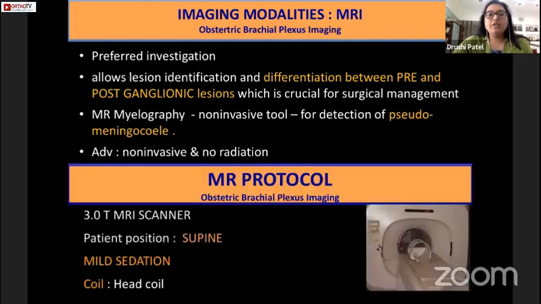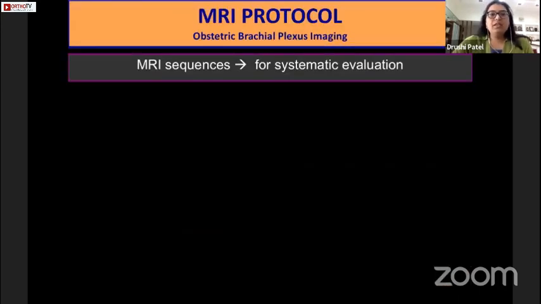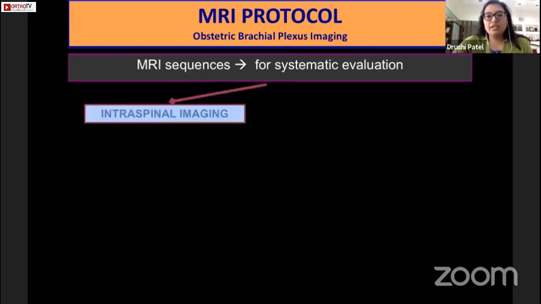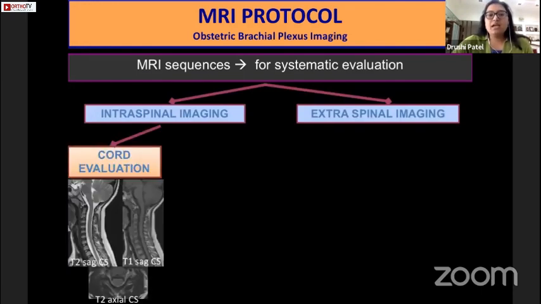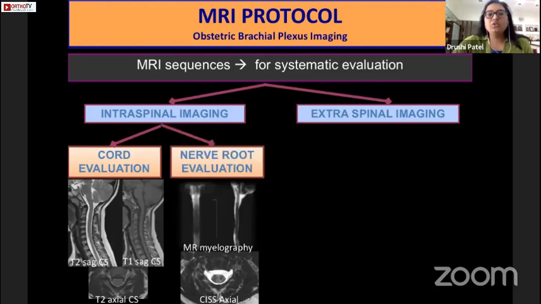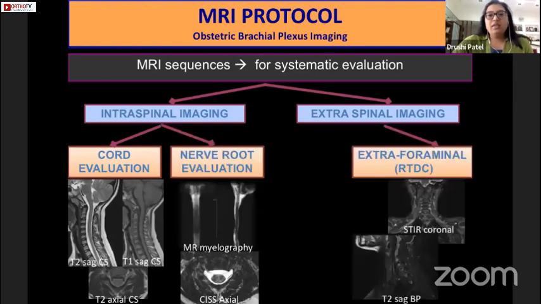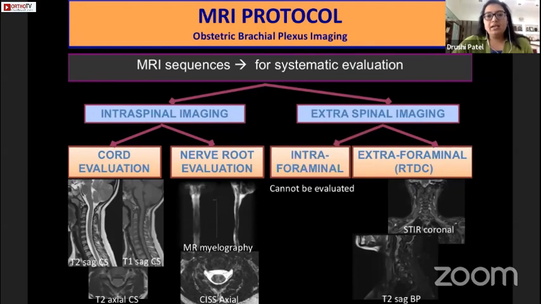So for our MR protocol, we use a 3T scanner. The patient is in supine position, mild sedation is given, and it's in a head coil. Now, each MR sequence is meant for systematic evaluation of intraspinal and extraspinal structures. For intraspinal imaging, we start with the cord evaluation. We move on to the nerve roots. In extraspinal imaging, we look at the postganglionic exiting roots, trunks, divisions, and cords. And this is a limitation: the intraforaminal part cannot be directly and nicely evaluated on MR.